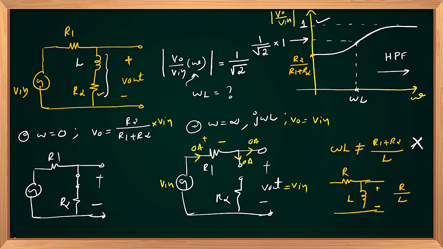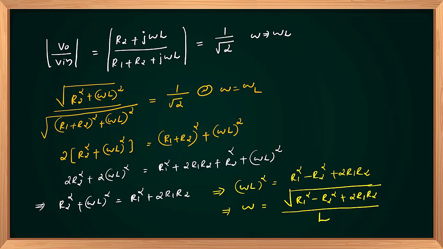As earlier, if R2 is equal to 0, the circuit looks like this. We should get R upon L, or R1 upon L, if R2 equals 0. If R2 equals 0, this term will be 0, this term will be 0, and R1 squared under the root is R1 itself, so we will get R1 upon L or R upon L. So this is called the lower cutoff frequency omega L, and that is not equal to R1 plus R2 upon L. That's all about passive filters.